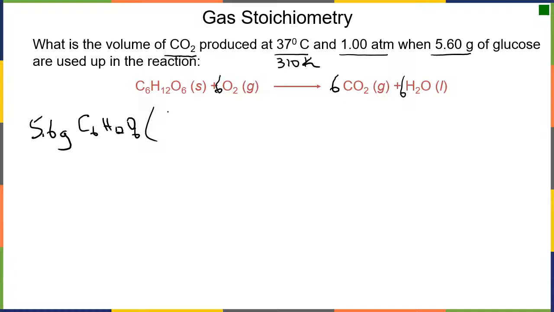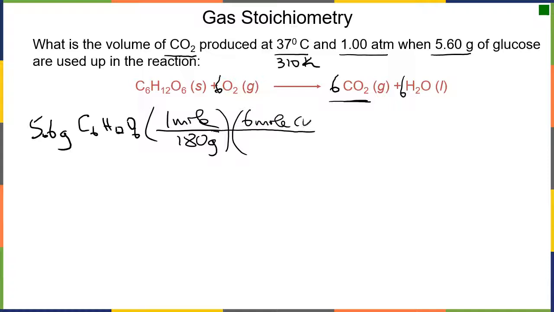We can calculate the molar mass. There's 1 mole of glucose for every 180 grams of glucose, and that's going to go from grams of what we have into moles. But we need carbon dioxide, and we know there's 6 moles of CO2 for every 1 mole of glucose. And when we multiply that through, we get 0.187 mole of carbon dioxide.